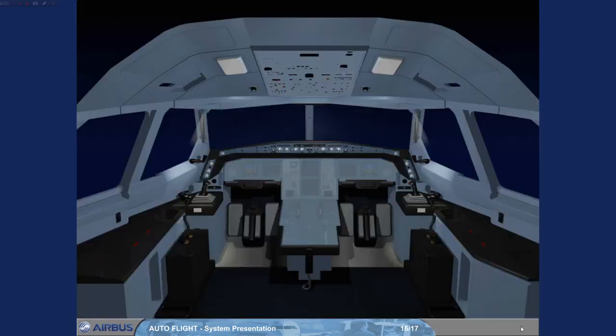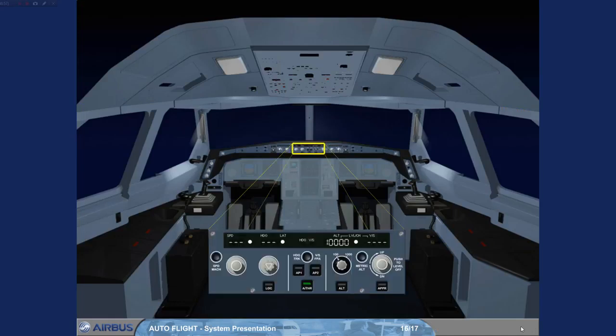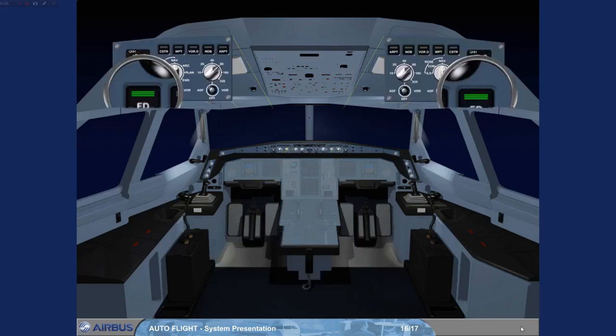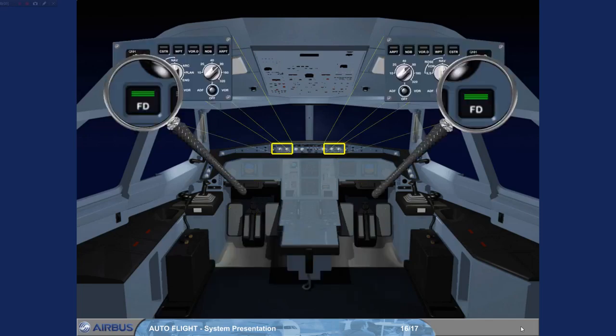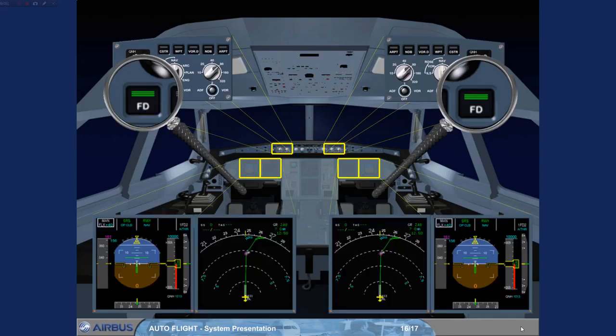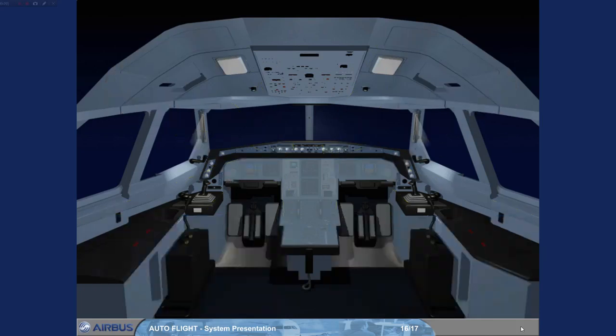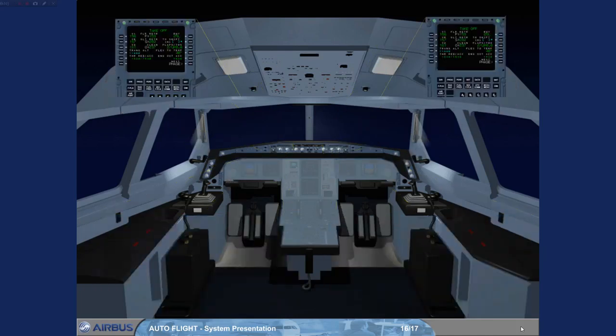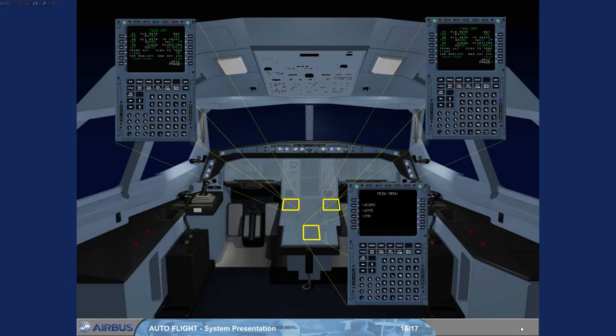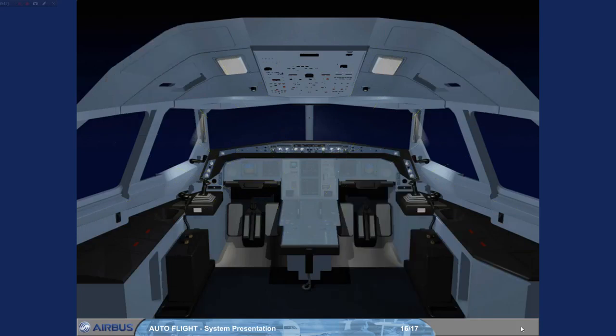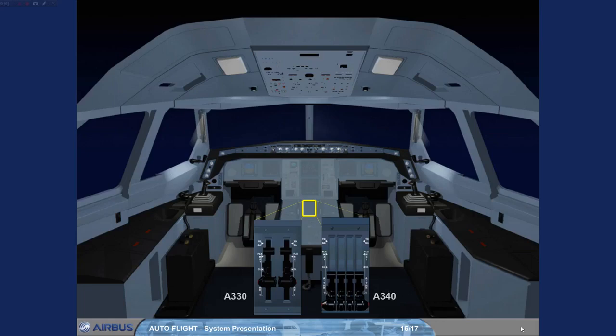The controls and indicators found in the cockpit are: one Flight Control Unit, or FCU; two Flight Director push-button switches located on the EFIS control panels, and the associated EFIS displays; three Multi-Purpose Control and Display Units, MCDU; and two A330 or four A340 thrust levers, mainly an interface with auto thrust.